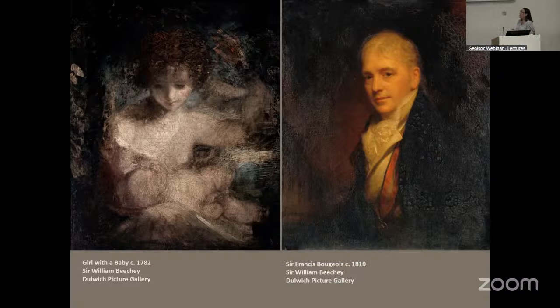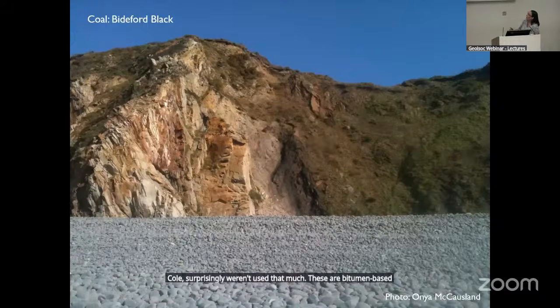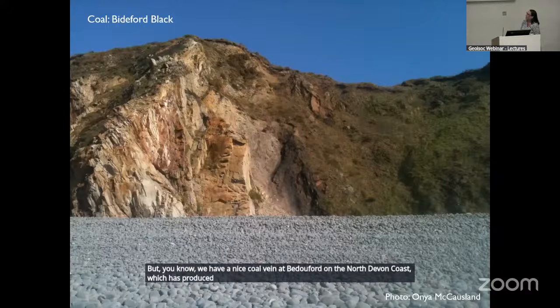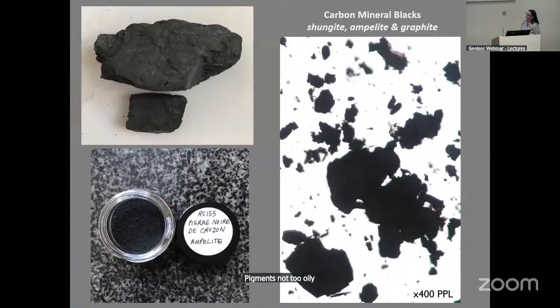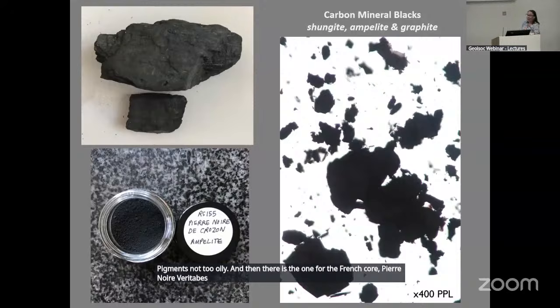Coals, surprisingly, weren't used that much. These are bitumen-based pigments. But, you know, we have a nice coal vein at Bideford on the North Devon coast, which has produced very nice black pigments, not too oily. And then there is what the French call pierre noire véritable, the real black stone.